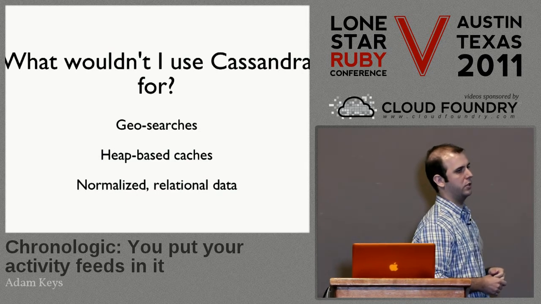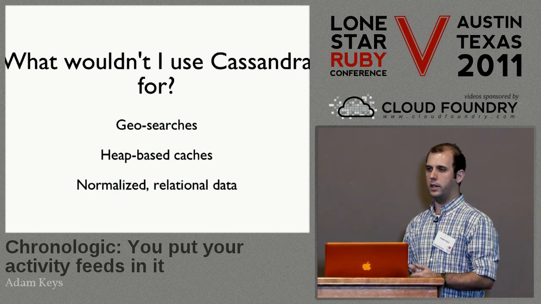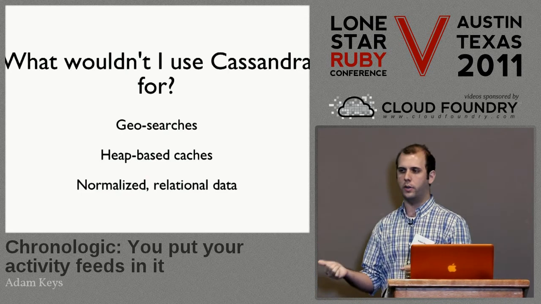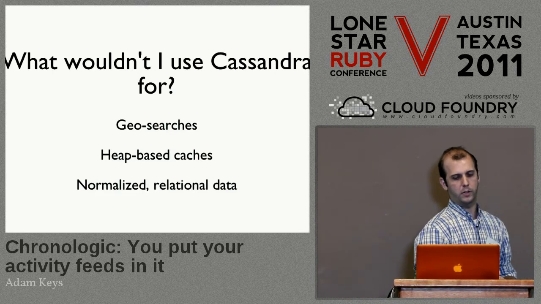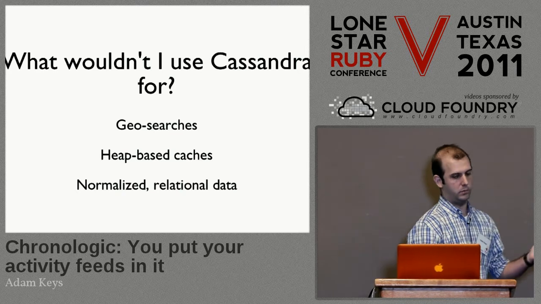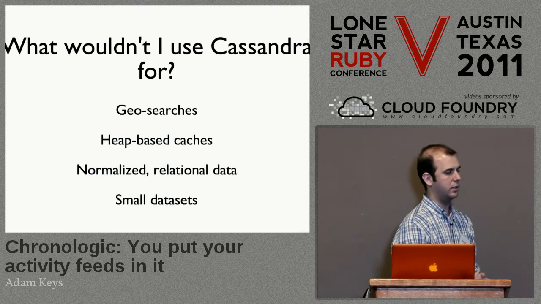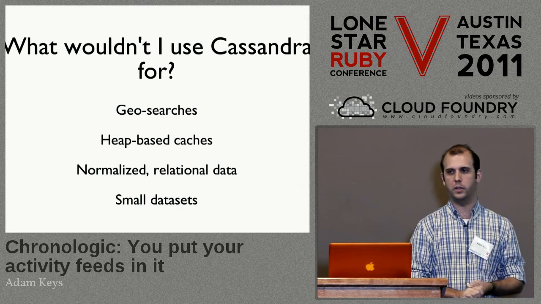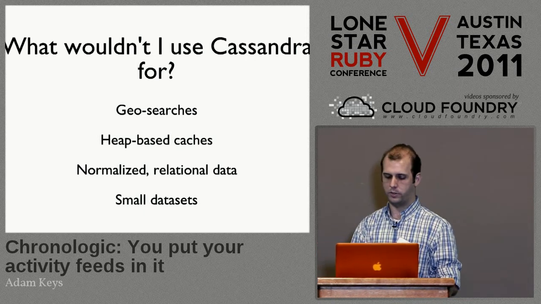Highly normalized relational data. You can't do joins in Cassandra, at least at the database level. And so if you want to do ad hoc queries, you're kind of SOL with Cassandra. You can use Hadoop, but that's a whole other thing. Small data sets. If something's going to be 1 million rows or less and never get any bigger than that, then MySQL, Redis, whatever, that works great.